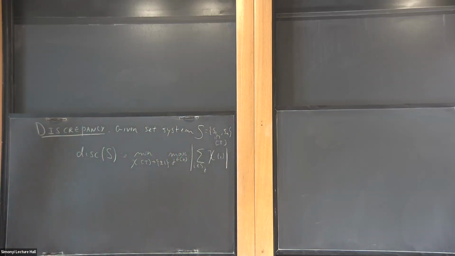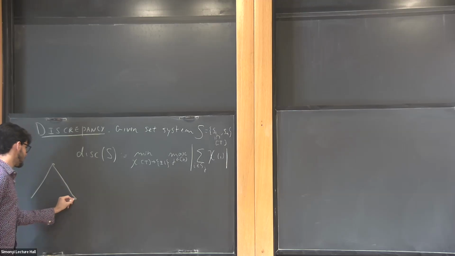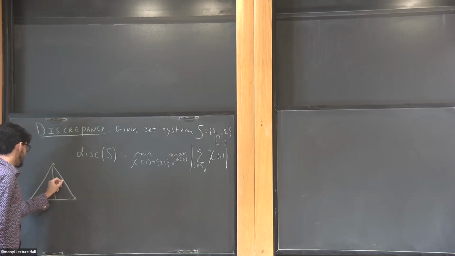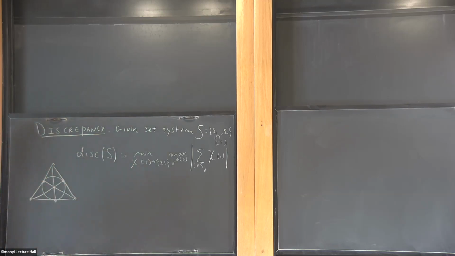So here's my favorite example. Consider the Fano plane. It's this picture where you have this triangle, and there are 7 lines and 7 points. I've drawn 6 lines, and the 7th line actually looks like this. So I have 7 points, and these sets correspond to the lines in this picture. So there are 7 sets and 7 elements.